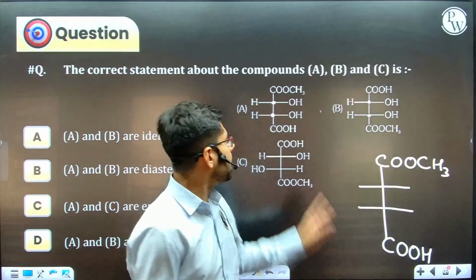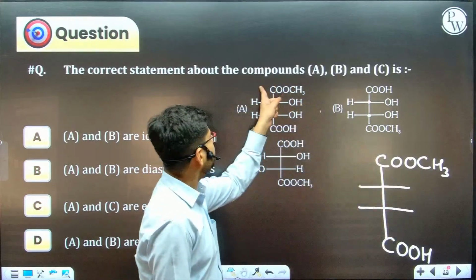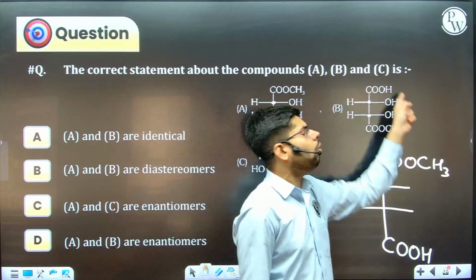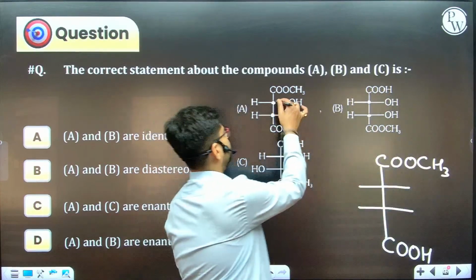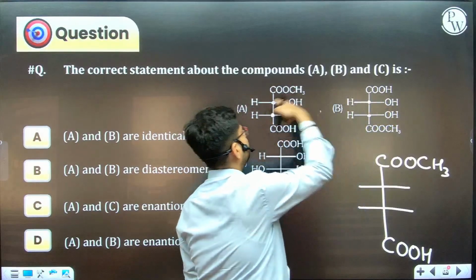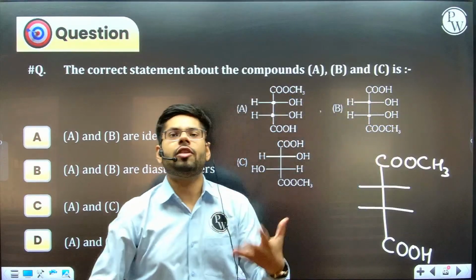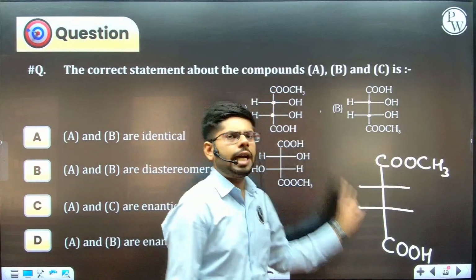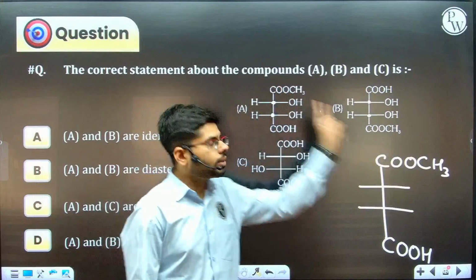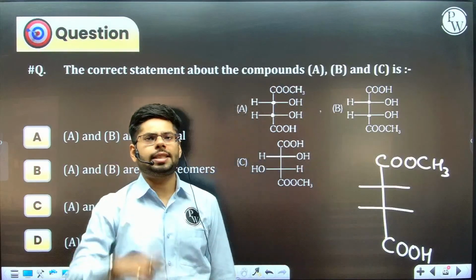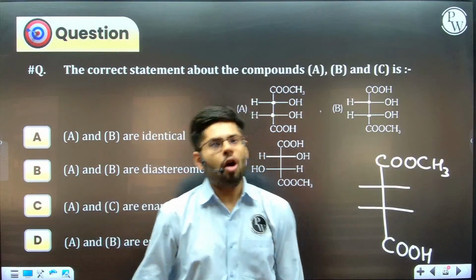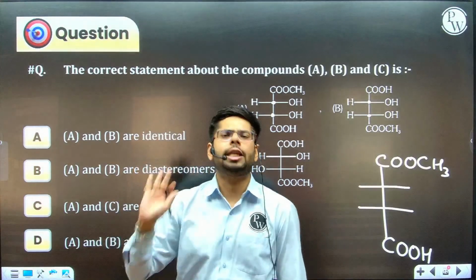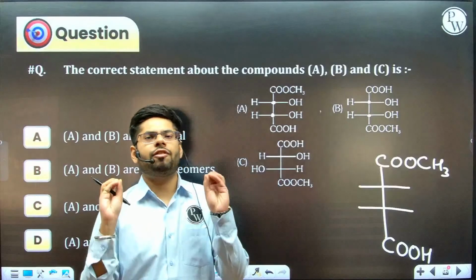I cannot directly compare now because here COOCH3 is at the top and here COOH is at the top. So I cannot compare this with this, because it will be very difficult for me to compare unless I ensure that the vertical line has COOCH3 at the top in both and COOH at the bottom in both, or the other way around, COOH at the top in both and COOCH3 at the bottom in both. This is the first and foremost thing.